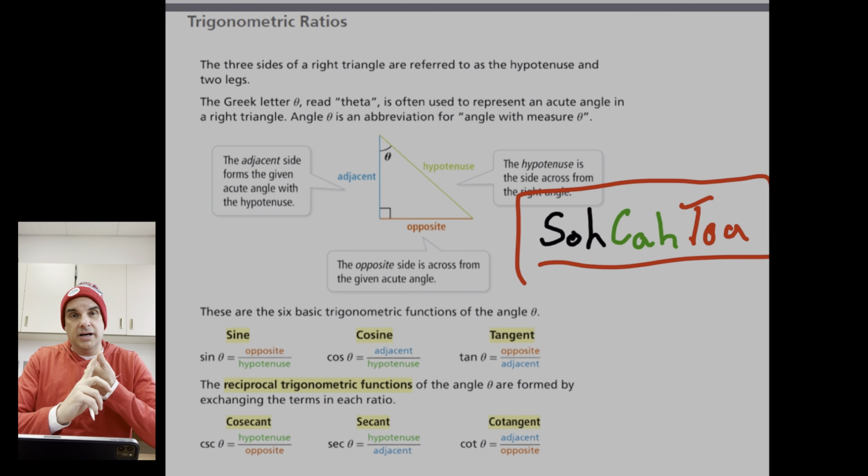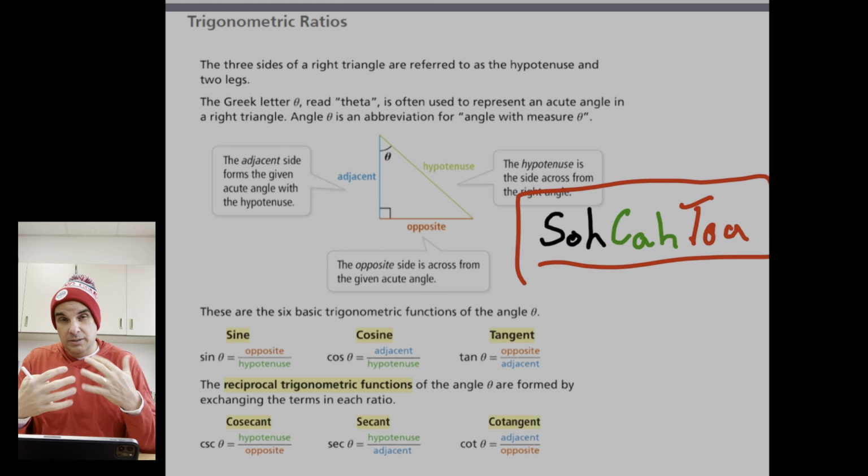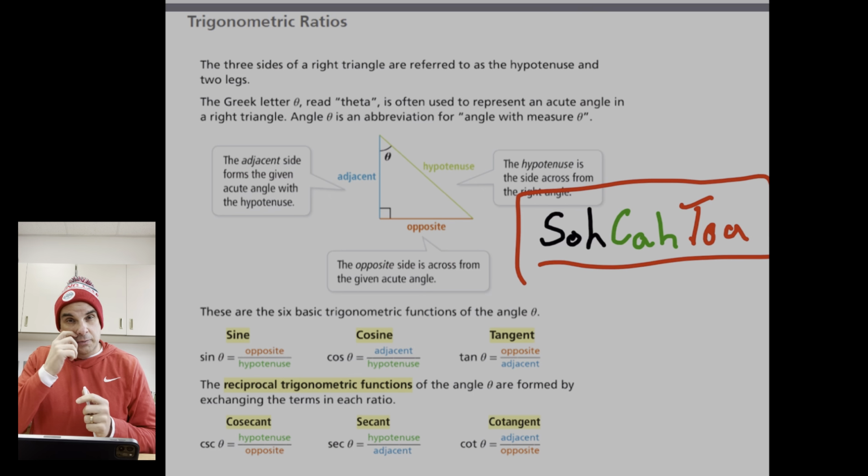So SOH CAH TOA. Sine, opposite over hypotenuse. Cosine, adjacent over hypotenuse. Tangent, opposite over adjacent. And they're just the ratios. And again, you've got to understand that the opposite and adjacent sides are based off of your reference angle. So the first thing we'll end up doing in just a little bit, when we're looking at a couple of examples, is we'll start by labeling them first.